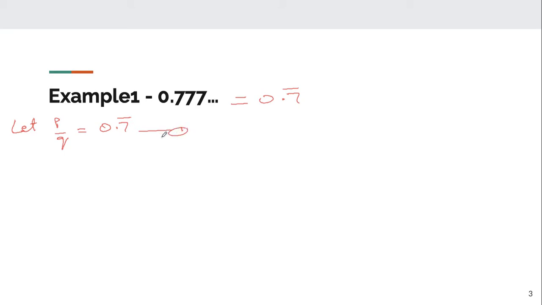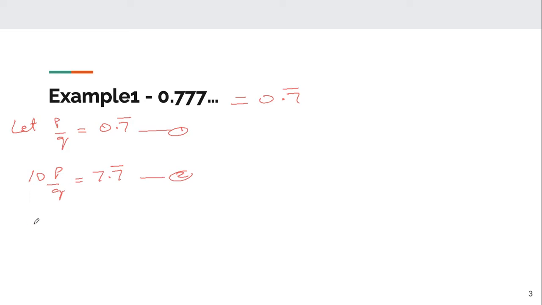In the second step, we need to bring one set of repeating digits to the left hand side of the decimal. So we can do that by multiplying 10 on both sides. So this becomes 10 p by q equals 7.7 bar. Now you see one set of repeating digits on the left hand side of the decimal. So this is equation number 2. This is the end of step 2.